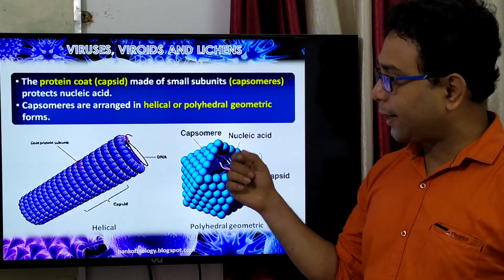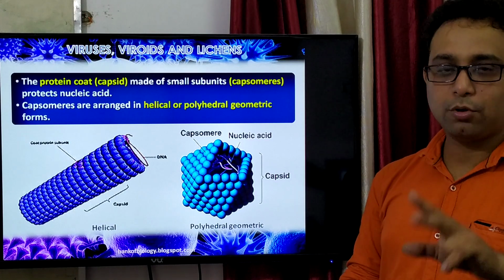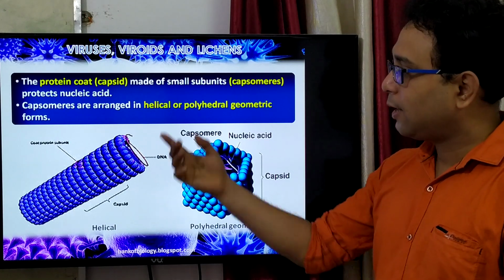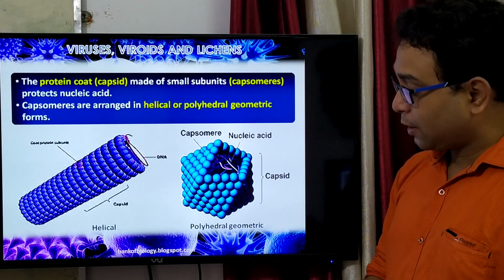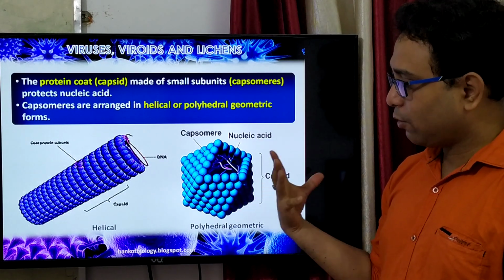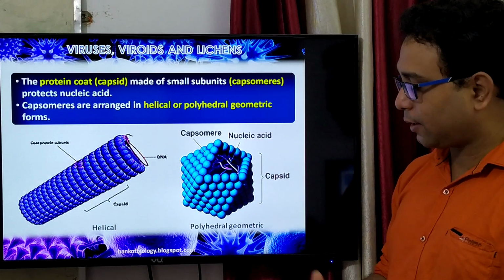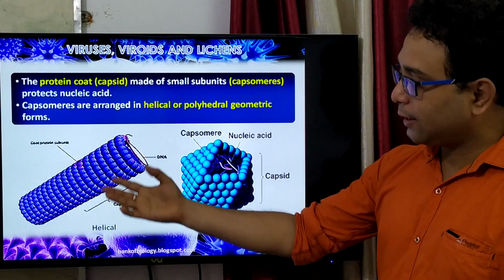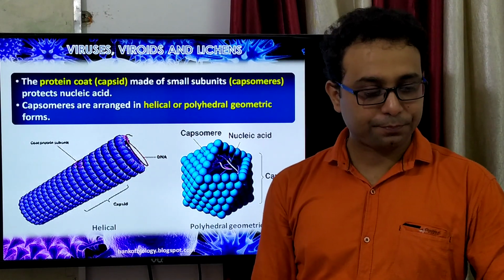So capsomeres are arranged in a helical or polyhedral geometric form. Two forms are mentioned in the NCERT book: helical or polyhedral geometric structure. Like you observe in the influenza virus and the bacteriophage, the polyhedral part. Also helical, like in the TMV virus, tobacco mosaic virus.